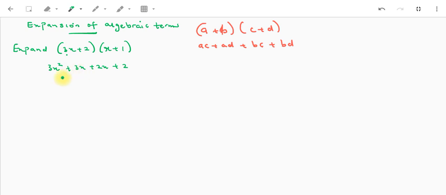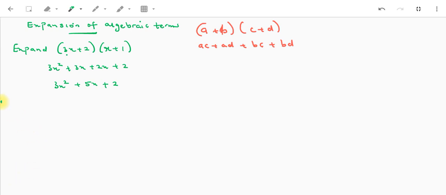Now, let's go back here. Since I've multiplied this, I have 3x squared. There's no other like terms. 3x plus 2x gives you what? That's an easy 5x plus 2. You have successfully expanded this, okay?